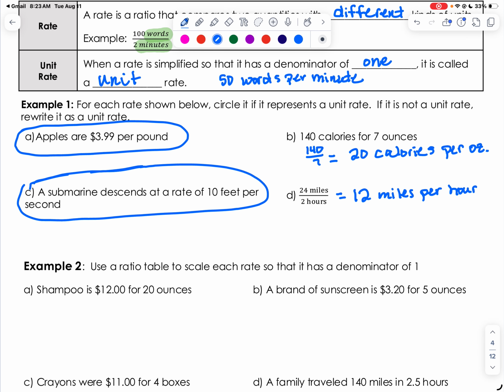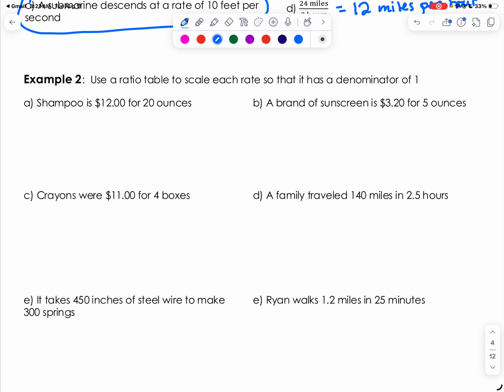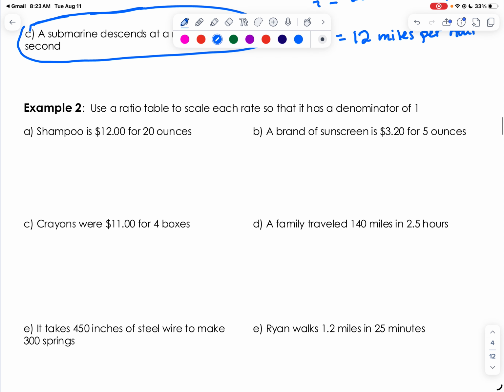All right. Now, there's a couple ways we can find unit rates. The first way we're going to find unit rates is we're going to use a ratio table to scale each rate so that it has a denominator of 1. The other way to find a unit rate is with division. But we'll do the ratio table first, and then on your assignment, you can choose which way you'd like to use. Now, the key to a ratio table is scaling your number to friendly numbers like 2, 5, 10, 100, things like that. All right, so let me give you an example of how it's done.